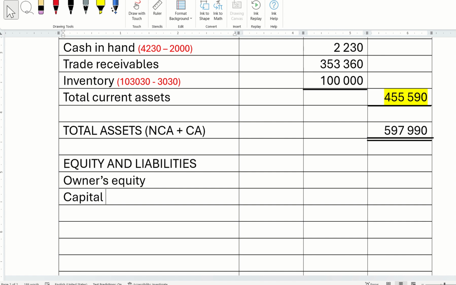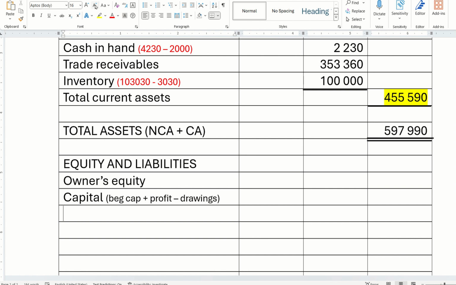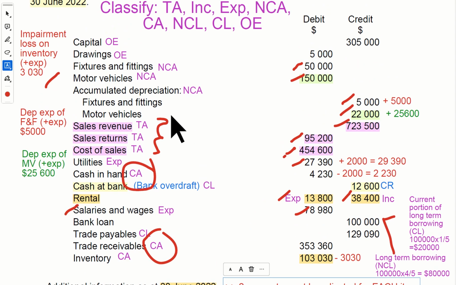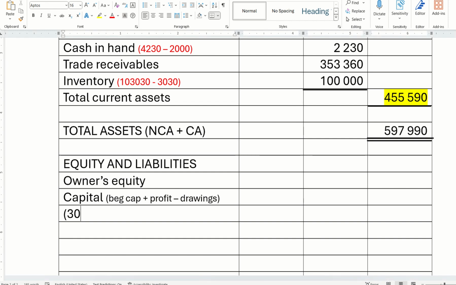Now, capital, there is a formula to calculate capital. How do you calculate capital? We take our beginning capital plus profit minus away drawings. And I'm going to put in the beginning capital, profit, and drawing now. What is the beginning capital? Go to my work here, and I see that my capital is 305,000. That is my beginning capital. So I will have 305,000.